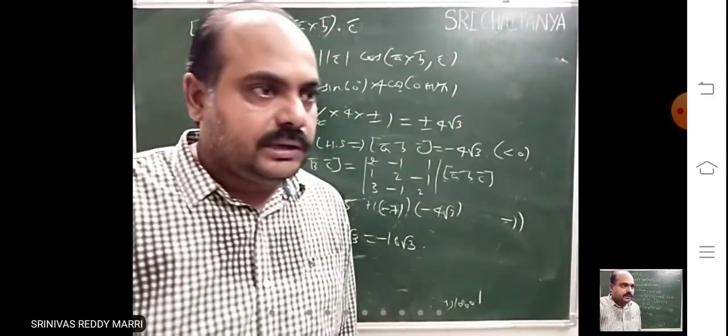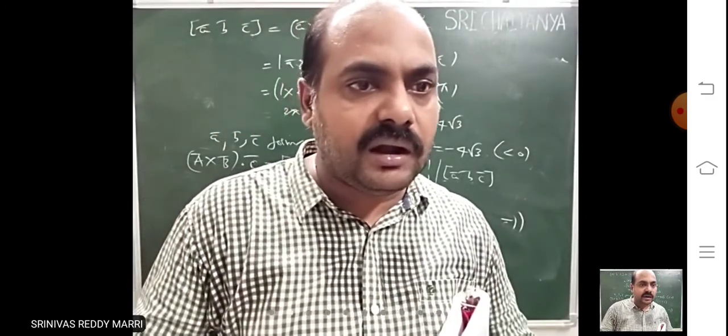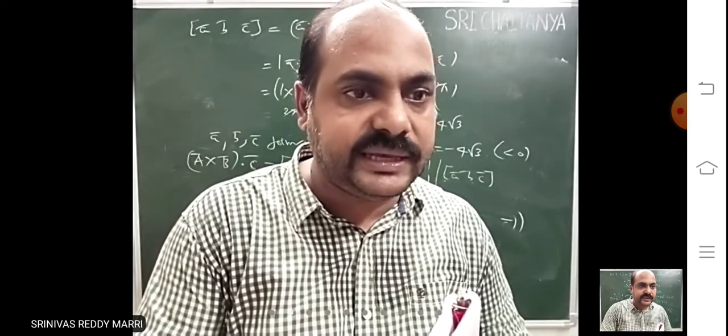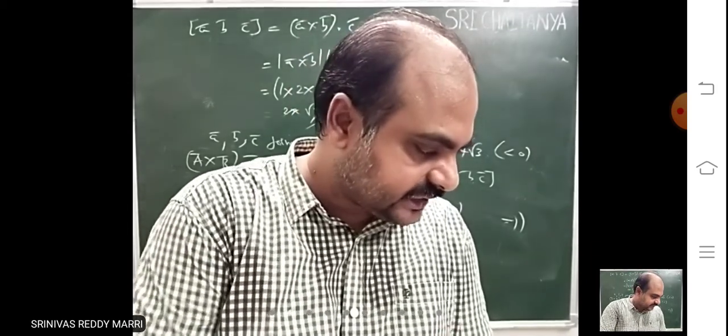So A dot B cross C or A cross B dot C, if both are there, what does that mean? Box of ABC. Look at the next problem.